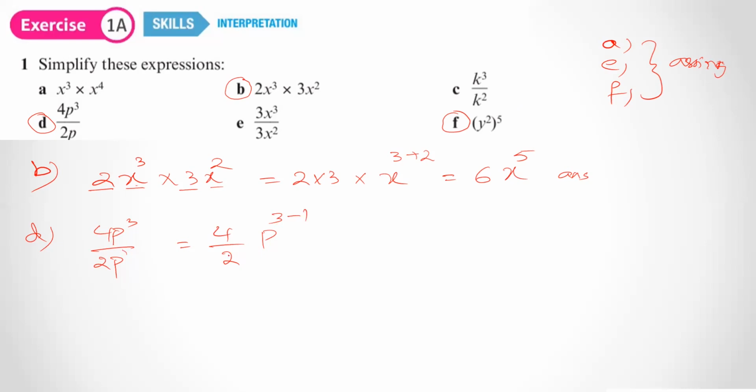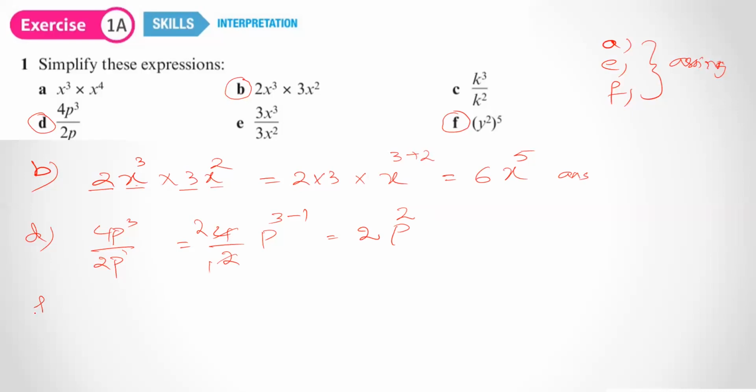Then it will be equal to p power 2, but the coefficient we have to choose, so we shall simplify this ratio. 2 times 1 is 2, 2 times 2 is 4. So it will be 2 as a coefficient, p as the base, and 2 will be the index as well. So this is the answer for D part.